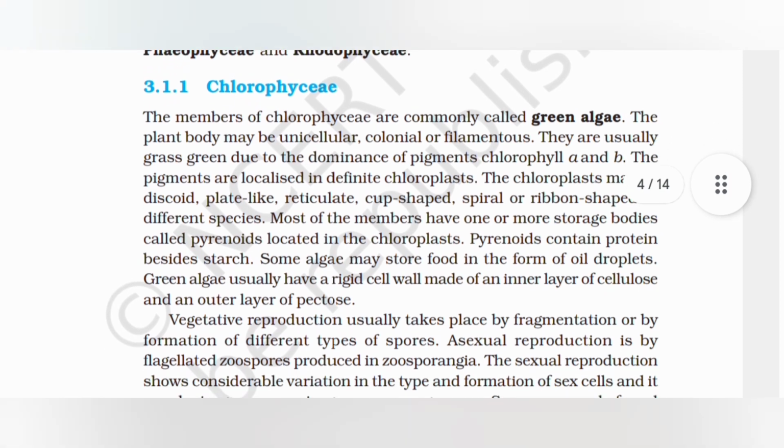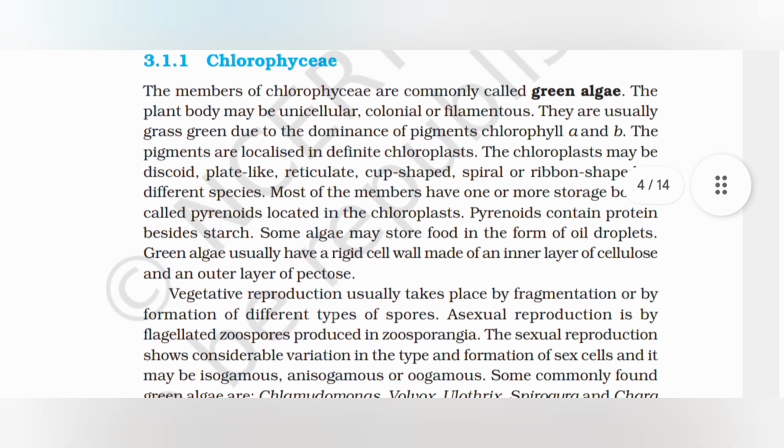3.1.1 Chlorophyceae. The members of Chlorophyceae are commonly called green algae. The plant body may be unicellular, colonial or filamentous. They are usually grass green due to the dominance of pigments chlorophyll a and b. The pigments are localized in definite chloroplasts. The chloroplasts may be discoid, plate-like, reticulate, cup-shaped, spiral or ribbon-shaped in different species. Most of the members have one or more storage bodies called pyrenoids located in the chloroplasts. Pyrenoids contain protein besides starch. Some algae may store food in the form of oil droplets.